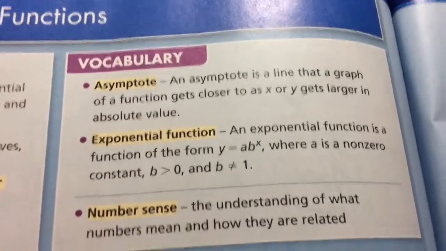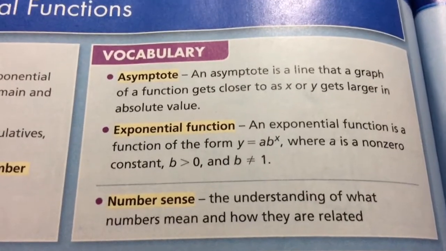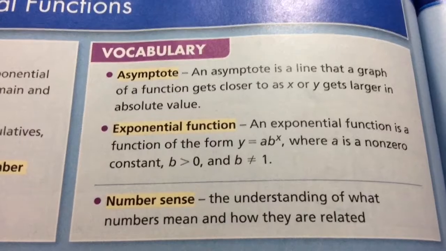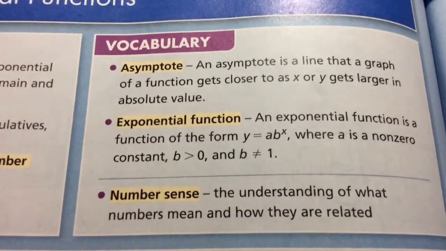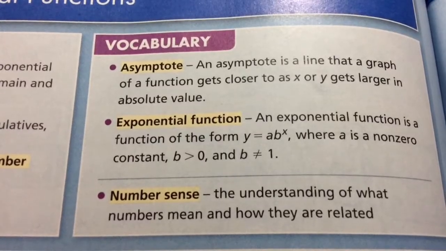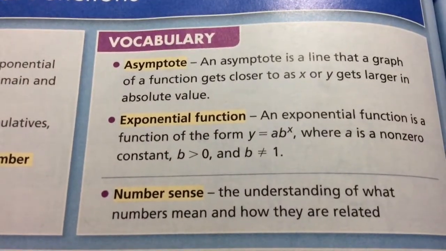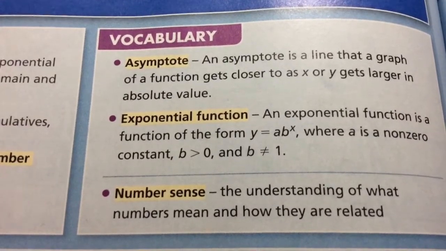So first, we're going to talk about the vocabulary, and we've got two words that I want to talk about. One's asymptote, and that's going to be a line that the graph gets closer to, the x or y. And then we're going to have exponential function, which means that an exponential function is a function in the form of, there's our formula, y equals a times b to the x power, where a is not 0 and b is greater than 0, but b cannot be equal to 1.